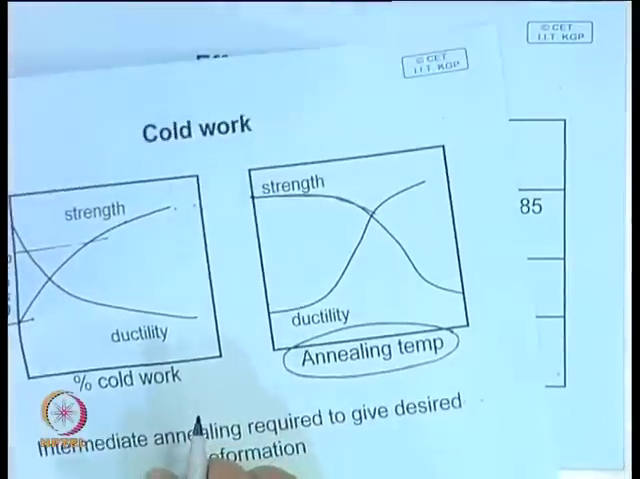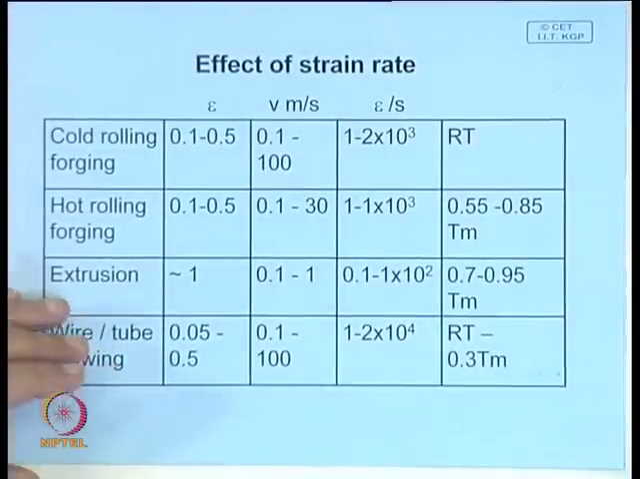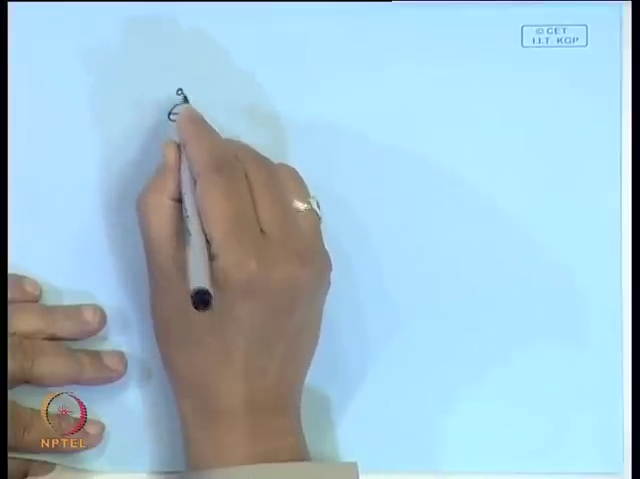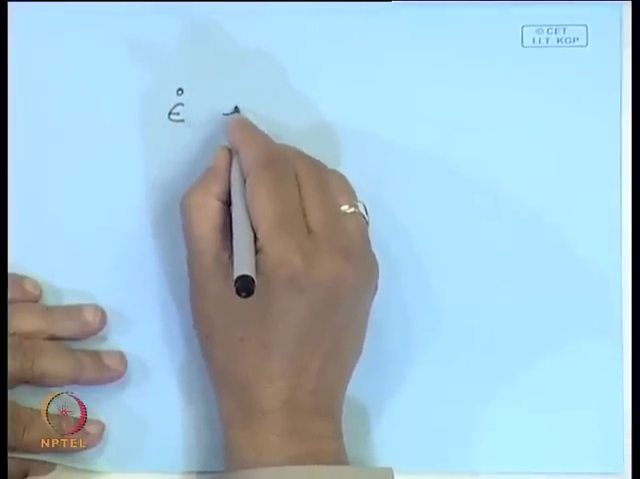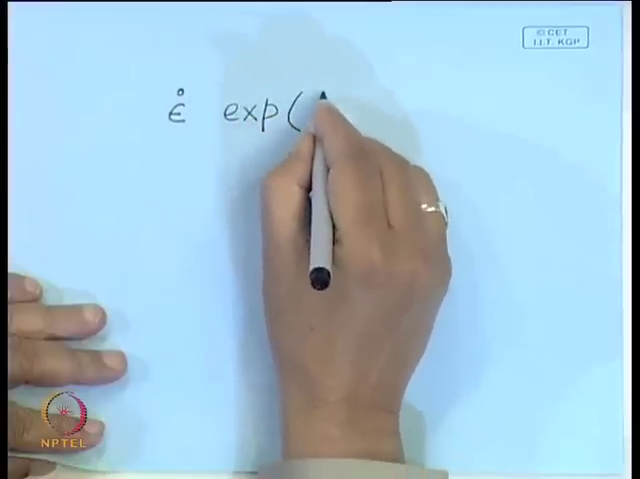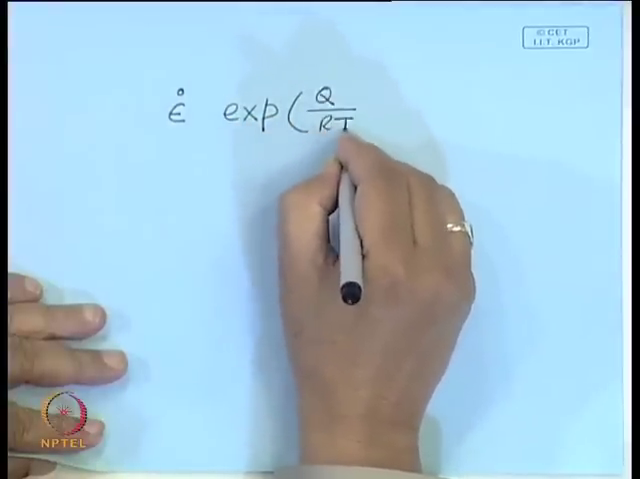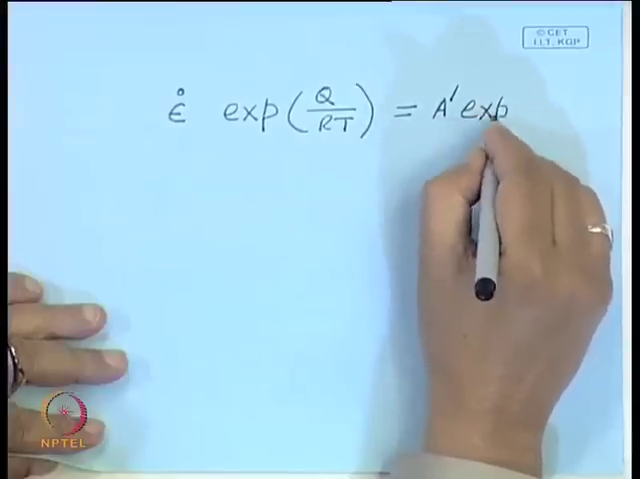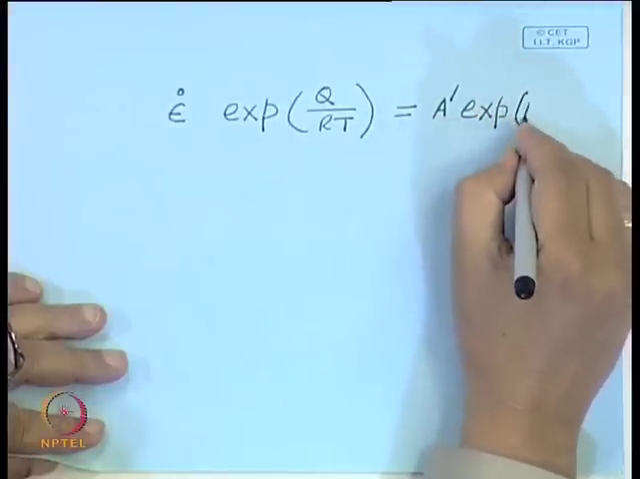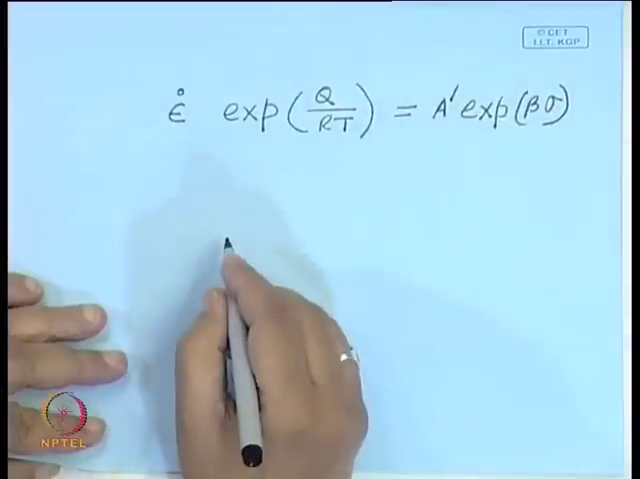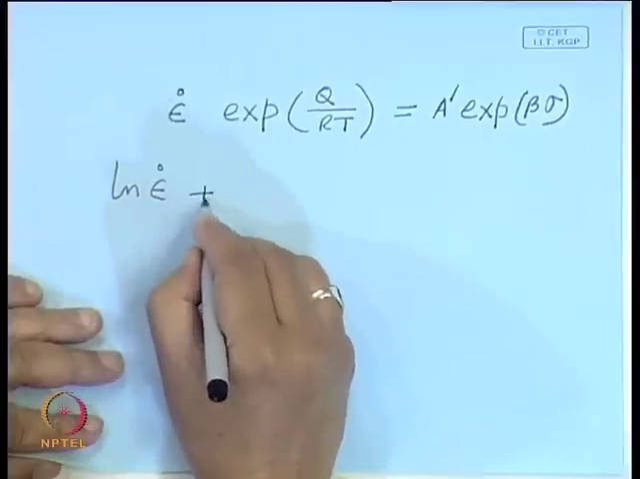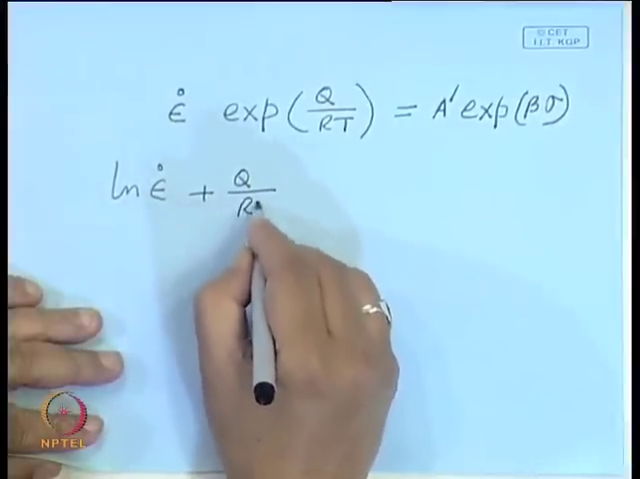Now, let us look at the effect of strain rate. You can easily see this from the same equation, the Zener-Hollomon parameter: Q over RT is equal to, let us say, A exponential beta sigma, and in logarithmic form this is Q over RT.